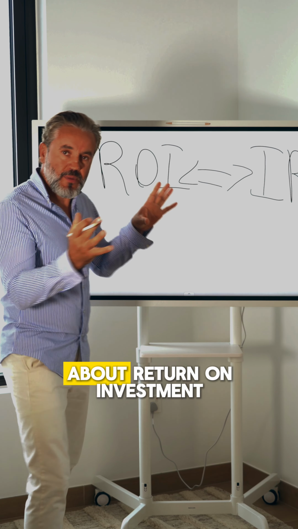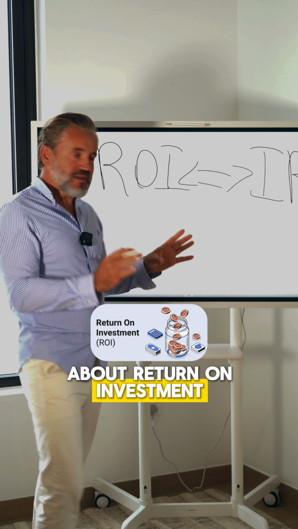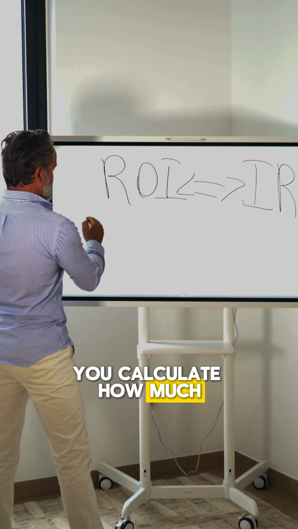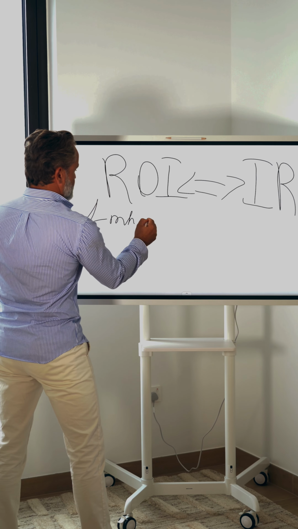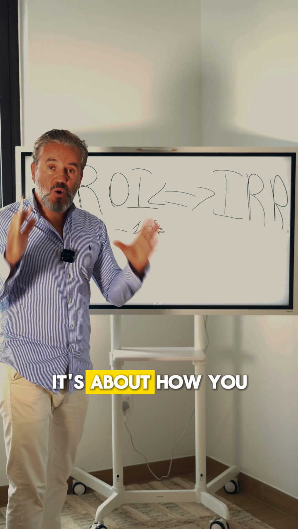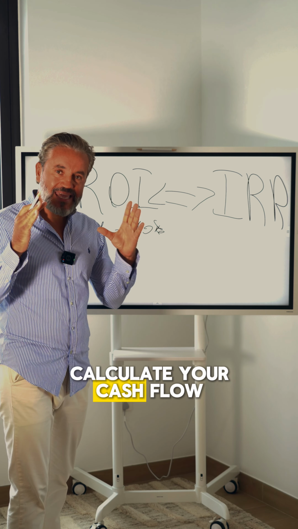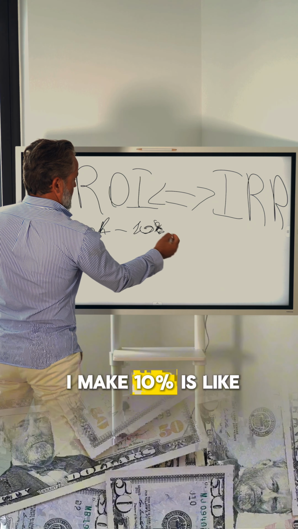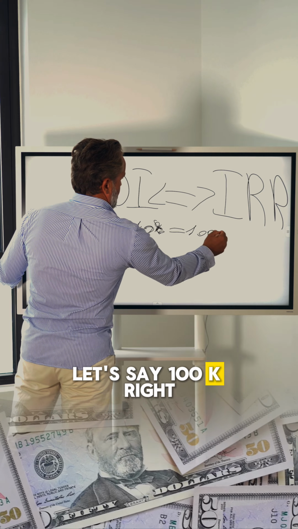So when you talk about return on investment, it's very simple, yeah? You calculate how much money you make on 1 million per year. Let's say you make 10%, right? It's about how you calculate your cash flow every month. So from 1 million, if you make 10%, it's let's say 100K, right?